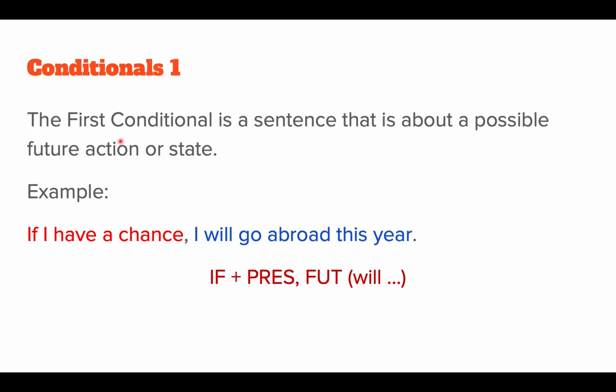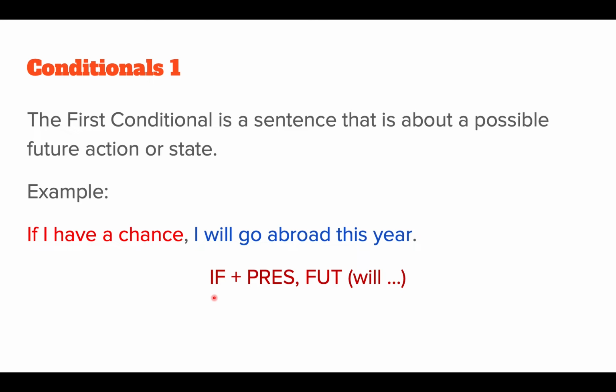What is the first conditional? It is a sentence that is about a possible future action or state, right? If I have a chance, I will go abroad this year. Go abroad is an action, right? Will go abroad is a future, a future that is possible. The other name that the first conditional has is future possible, okay? So if I have a chance, I will go abroad this year. This is the formula of the first conditional.